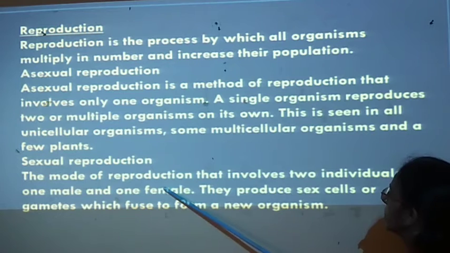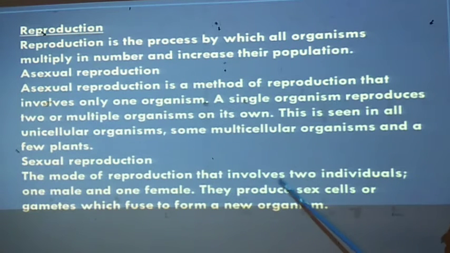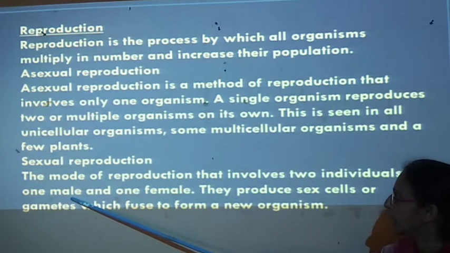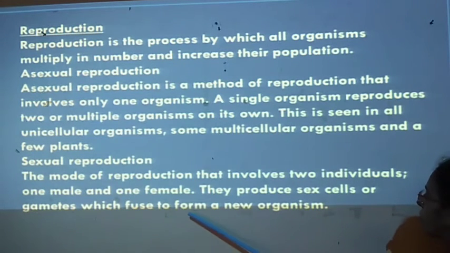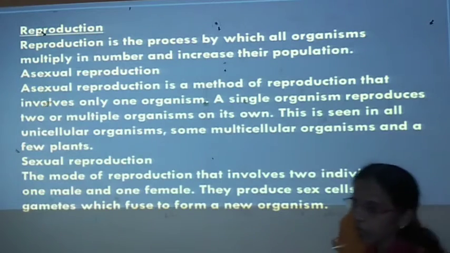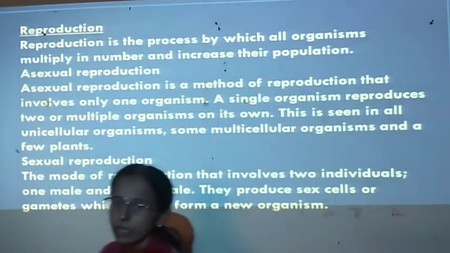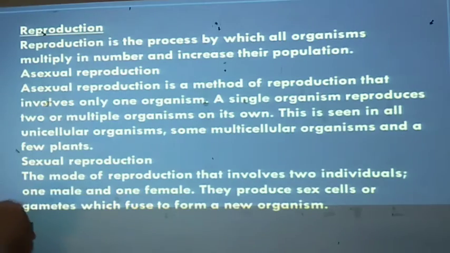So what is sexual reproduction? It is the mode of reproduction that involves two individuals, one male organism and the other female. They produce the cells, or the gametes, which fuse to form a new organism. Thus, by these two processes, they show the formation of the new species.